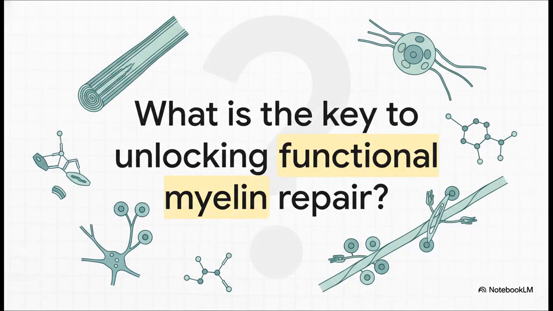In summary, the evidence compellingly reframes myelin as a dynamic and indispensable component of CNS function. Its failure is a central pathological feature across a wide array of neurological disorders. And this leads to the ultimate question: what is the key to unlocking functional myelin repair? The research suggests there isn't going to be a single solution. The answer will likely involve integrated, multi-pronged therapeutic strategies that are tailored to the specific pathological context of each disease, combining approaches that limit ongoing damage, clear inhibitory debris, and enhance the brain's own remarkable capacity for regeneration.